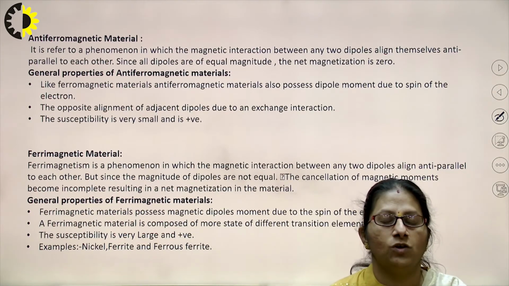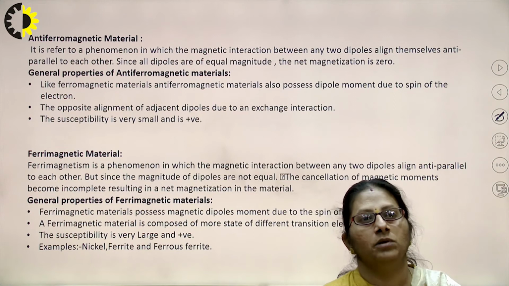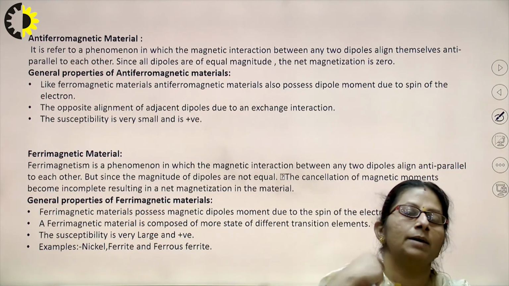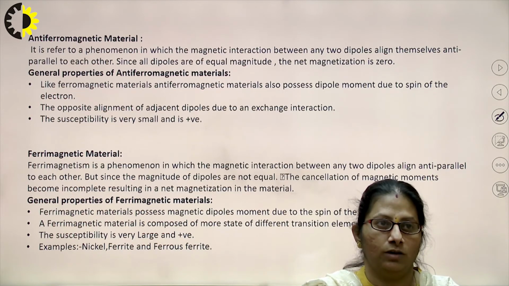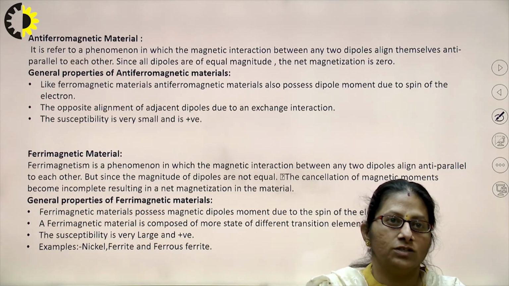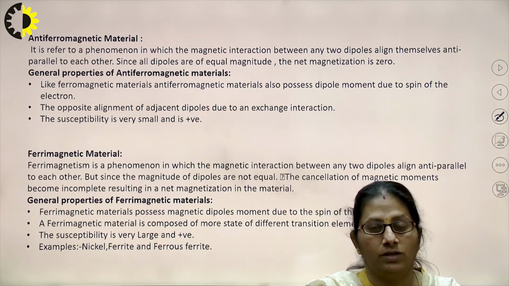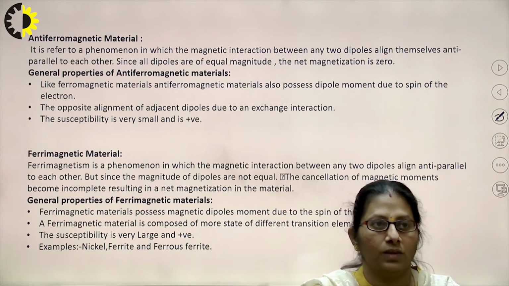General properties: like ferromagnetic materials, antiferromagnetic materials also possess a dipole moment due to the spin of the electron. The adjacent dipoles align oppositely due to an exchange interaction. The susceptibility is very small but positive.